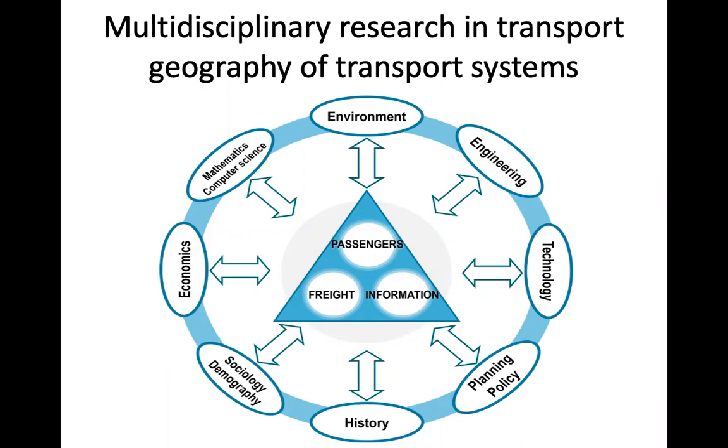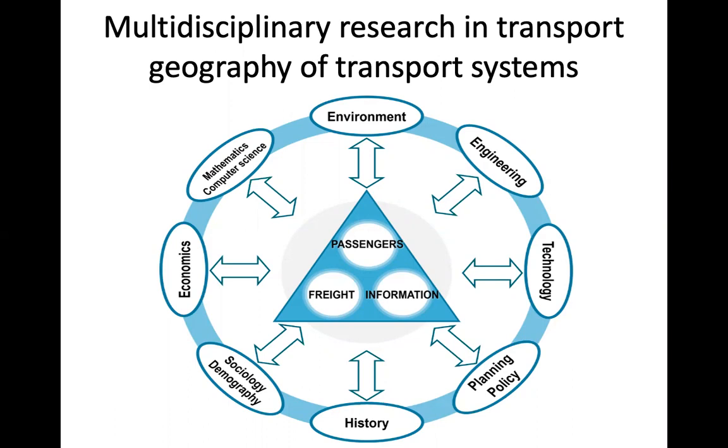When people travel, they take into account whether it's by air, by road, or on train. So economics plays an important role: what type of fare is there between here and here, here and there. Sociological demography is important. The historical aspect is also important. Based on this, you make a plan and policy. Obviously, it starts with technology. Technology, engineering, environment, mathematics, computer science, economics, sociology, demography, history, planning, and policy.